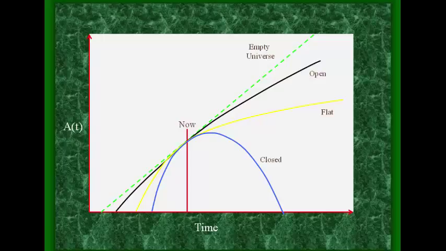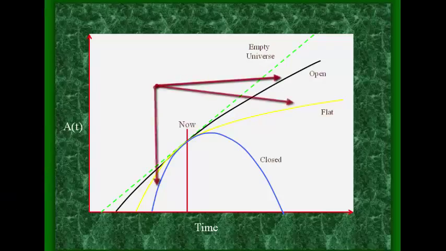This is just to show you what these different spaces would look like on a graph of the scalar factor, a of t here, versus time. Now, I'm going to use this graph when we talk about dark energy, and that's why I'm showing you the shapes of the different curves. If we have an empty universe, that means a universe with no mass. It's kind of a reference point there. It's a straight line. And then we have the open, the flat, and the closed. The closed being it'll come back on itself.